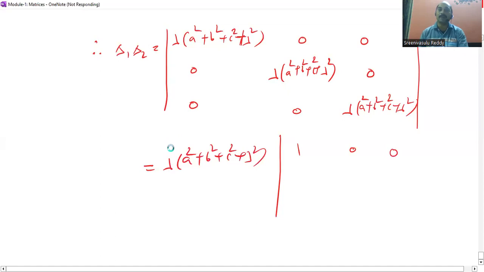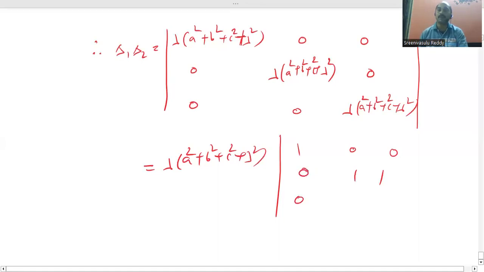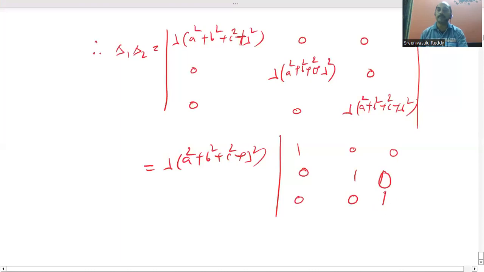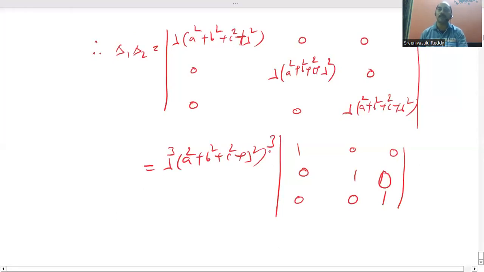Similarly, in the second row, you pick this as a common factor. Already lambda is there from the first row. Now lambda times A square plus B square plus C square plus lambda square is already there from the first row, so it is square. Likewise, you take common from all the rows. Here 0, 0, 1. In each row, lambda is coming from 3 rows. Lambda cube is a common factor. This is lambda cube, A square plus B square plus C square plus lambda square whole cube.